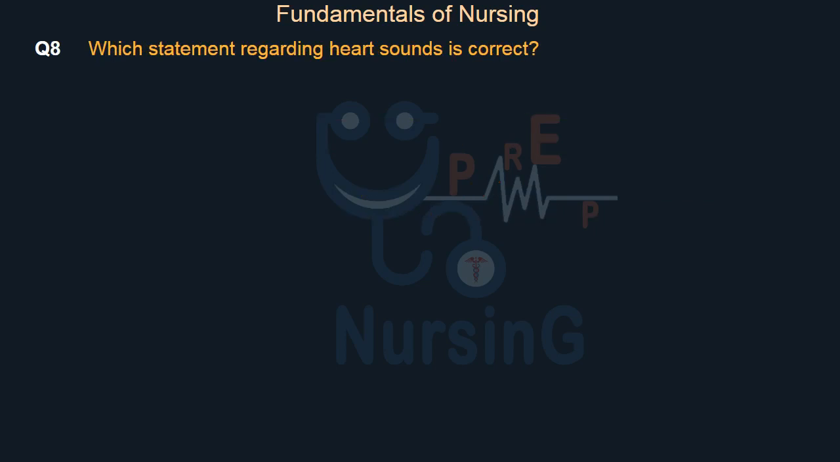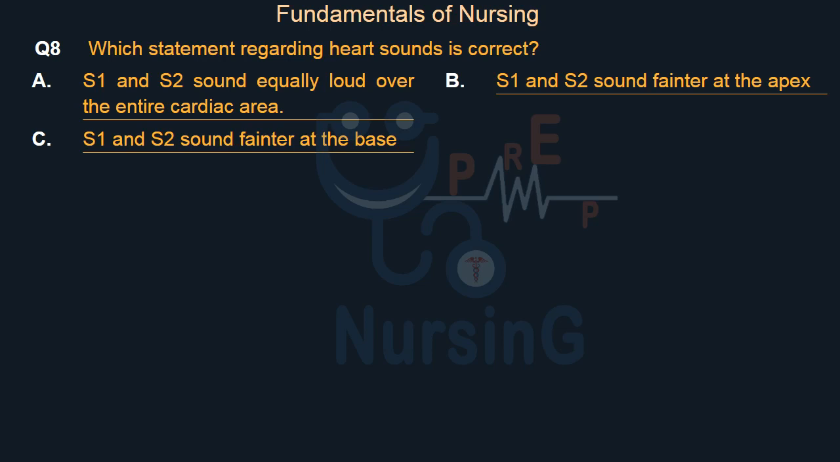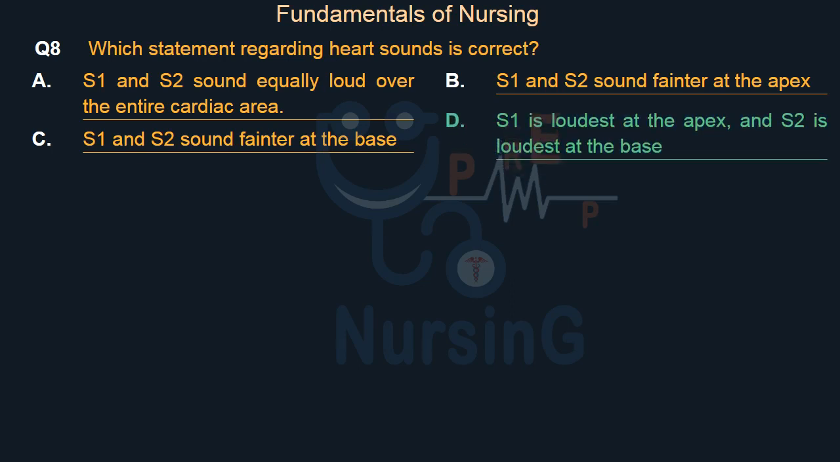Which statement regarding heart sounds is correct? Option A. S1 and S2 sound equally loud over the entire cardiac area. Option B. S1 and S2 sound fainter at the apex. Option C. S1 and S2 sound fainter at the base. Option D. S1 is loudest at the apex, and S2 is loudest at the base. Right answer is Option D.